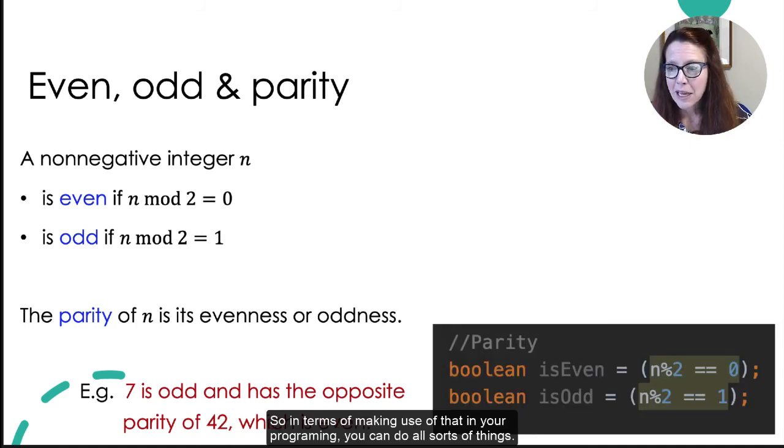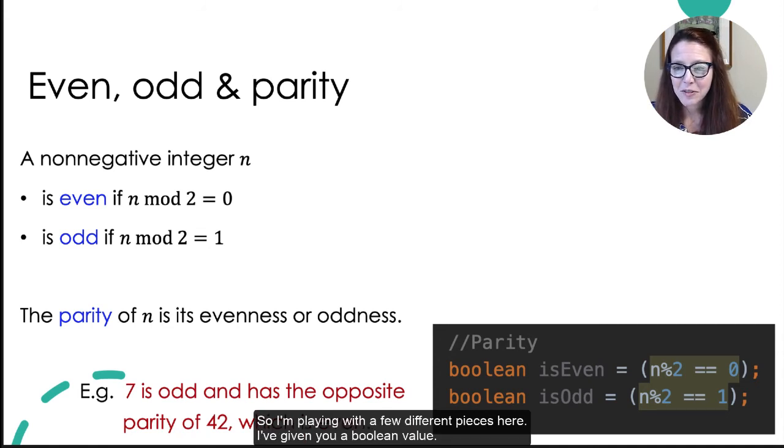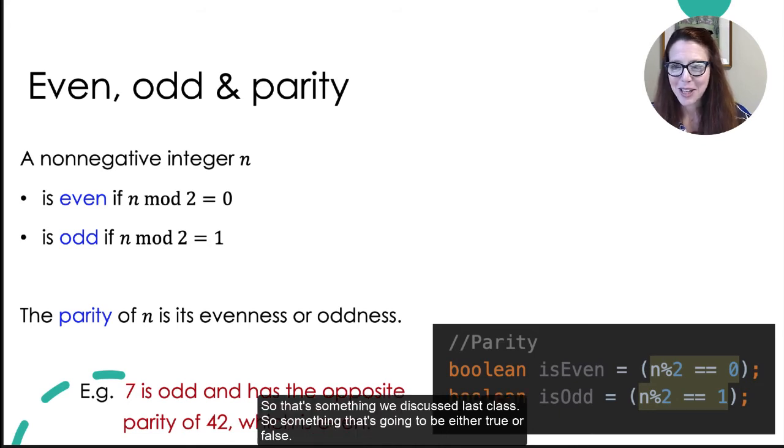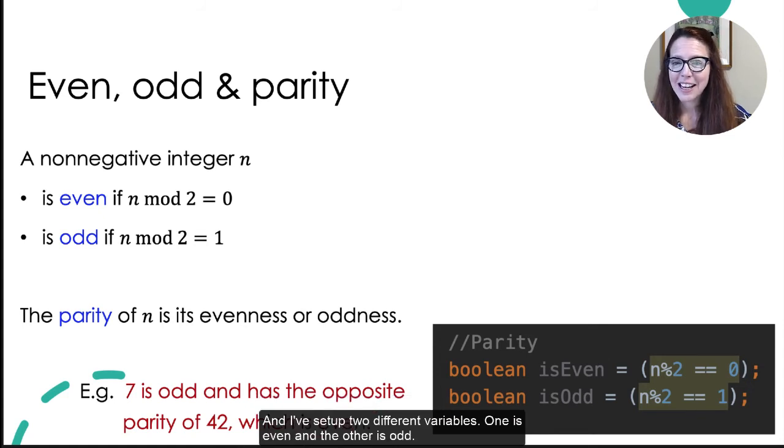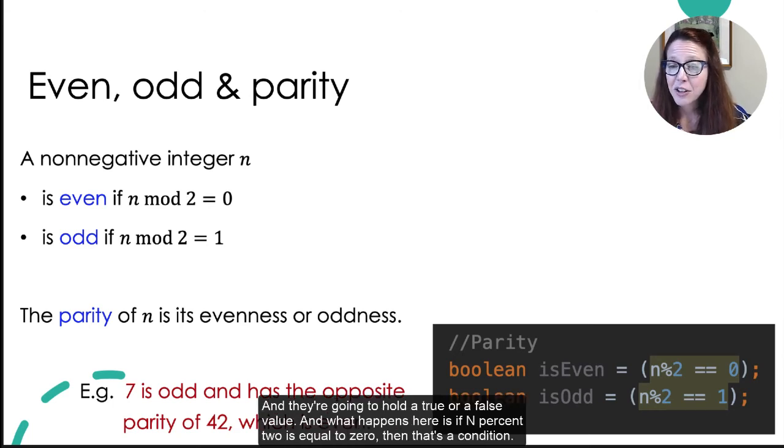So in terms of making use of that in your programming, you can do all sorts of things. I'm playing with a few different pieces here. I've given you a Boolean value, so that's something we discussed last class. So something that's going to be either true or false. And I've set up 2 different variables. One is even and the other is odd. And they're going to hold a true or a false value.